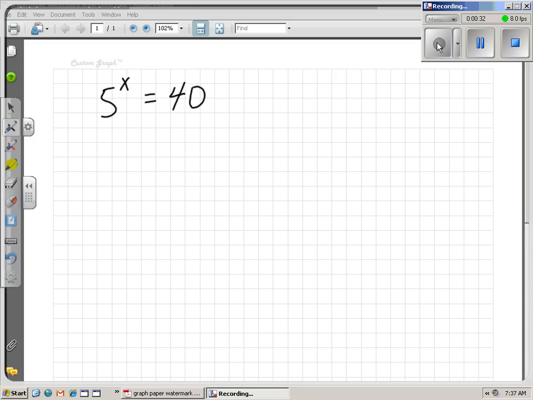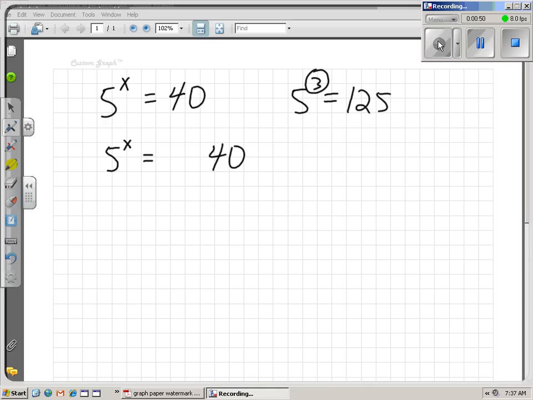It's not going to be nice and easy like 5 cubed is 125. Well, that's kind of easy to guess. This one isn't so easy to guess. We're actually going to have to calculate it, and it's going to be a little messy. So our first step, since we have an unknown exponent, is to take the logarithm of both sides, or take the log of both sides.